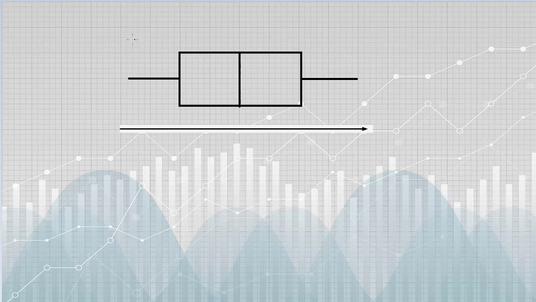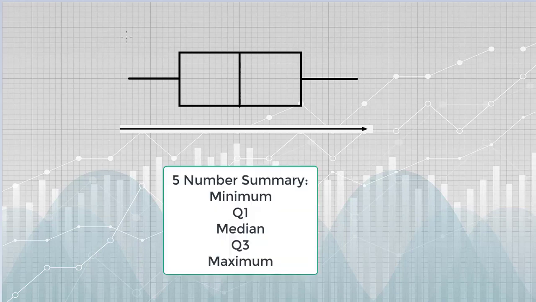The Box and Whiskers chart shows you how your data is spread out. Five pieces of information called the 5-number summary are generally included in the chart. The minimum, that's the smallest number in the data set. The minimum is shown at the far left of the chart at the end of the left whisker.